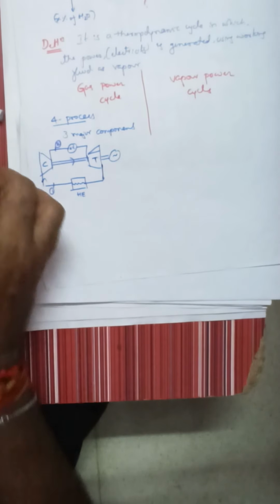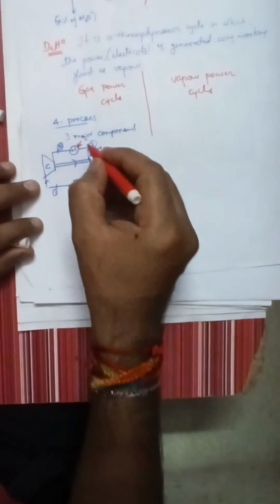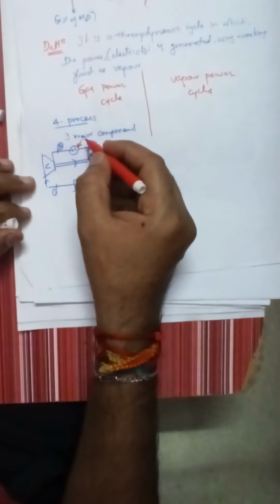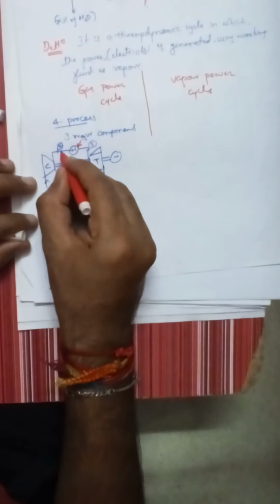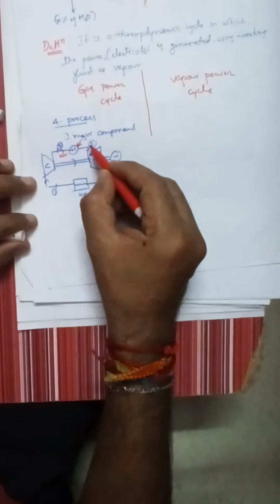So 1 to 2 is isentropic compression, and similarly 2 to 3 is heat addition process. So CC stands for combustion chamber, in which we will add the fuel. Here we are adding fuel from an external source. This fuel may be coal or petrol or diesel, any fuel. So at point number 2, air goes inside the combustion chamber, and this fuel and air mix together, combustion takes place, and you will get the gases.